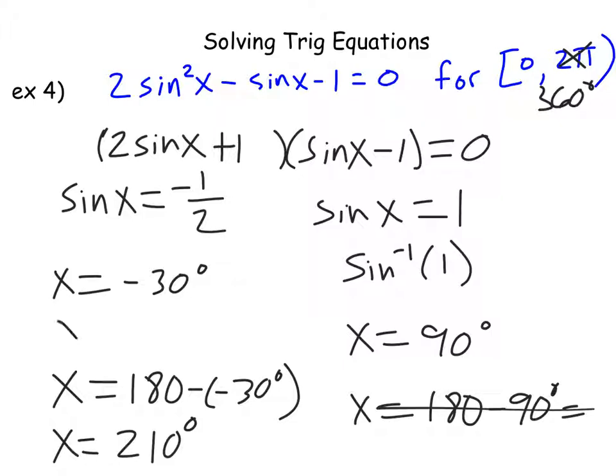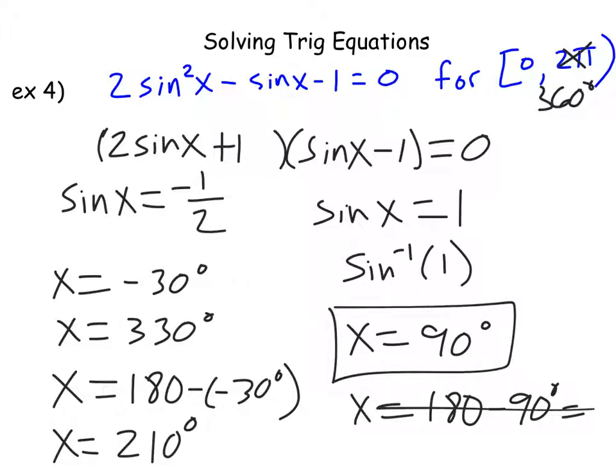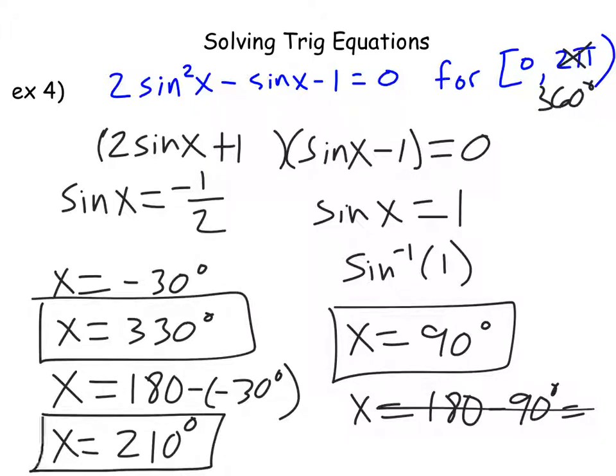So what do we do up here? Don't forget that you can always apply the concept of a coterminal angle, right? Add or subtract 360 as much as you want. If we add it once, we get 330. So this one will have 3 solutions, 90, 210, and 330.